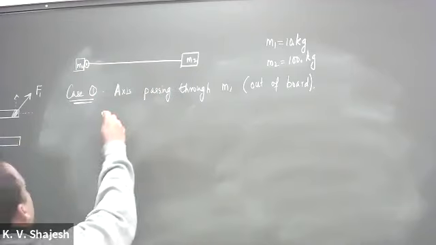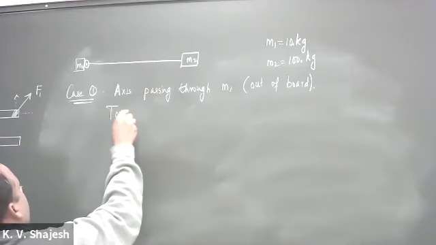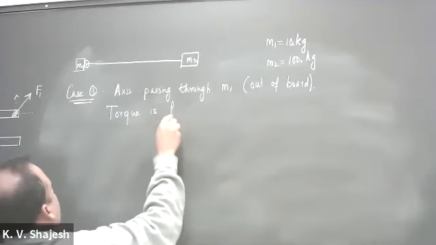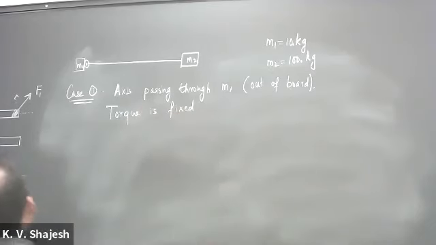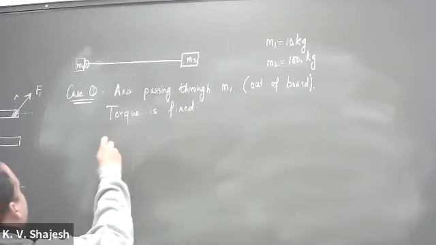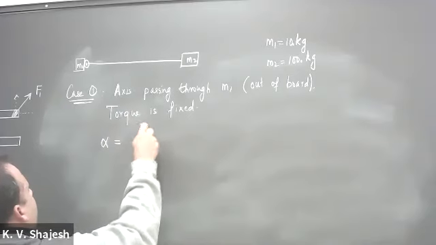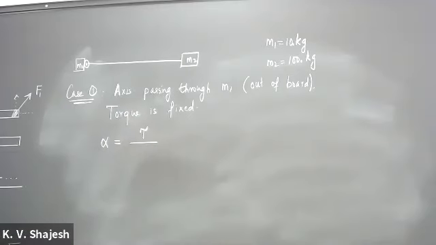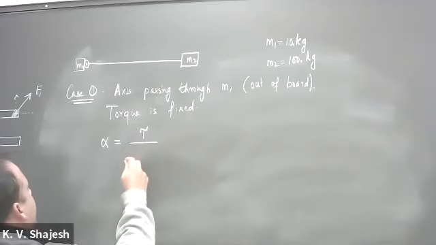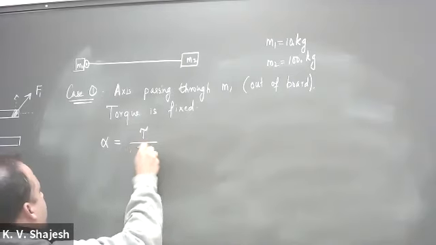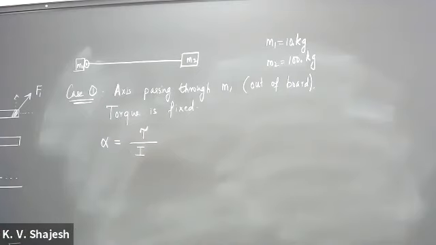So let's say torque is fixed. Then Newton's law in the analogy of that in rotational motion suggests that angular acceleration will be equal to the torque, which is kept fixed, divided by the moment of inertia associated with it. So that's I. And let's calculate this angular acceleration.